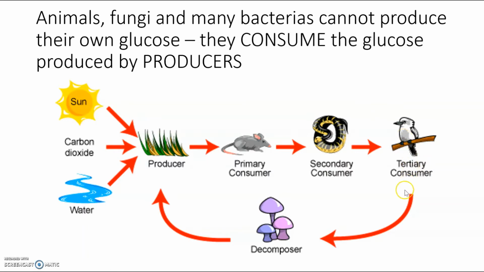For every step, some of the organic matter will be broken down by decomposers, the detritivores, the saprotrophs, and they will break down the organic matter and turn it back into carbon dioxide, water, nitrate, ammonia, phosphate, and other inorganic molecules, right?